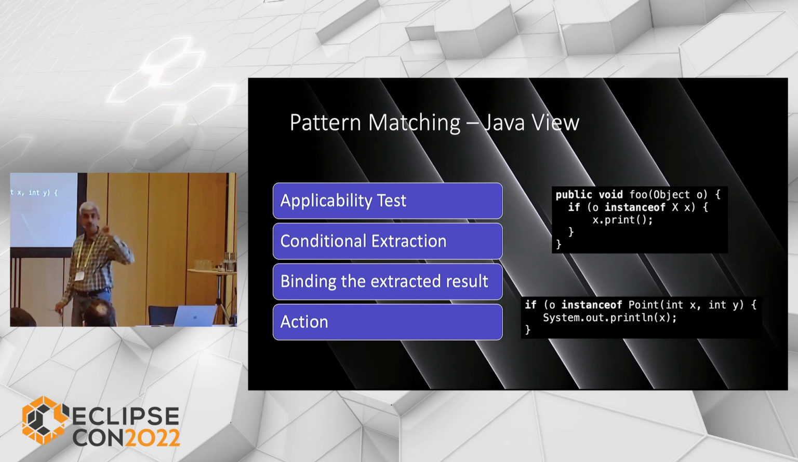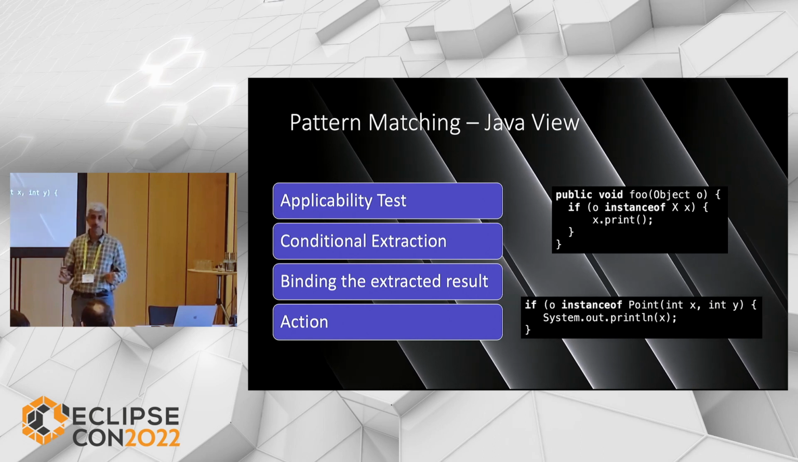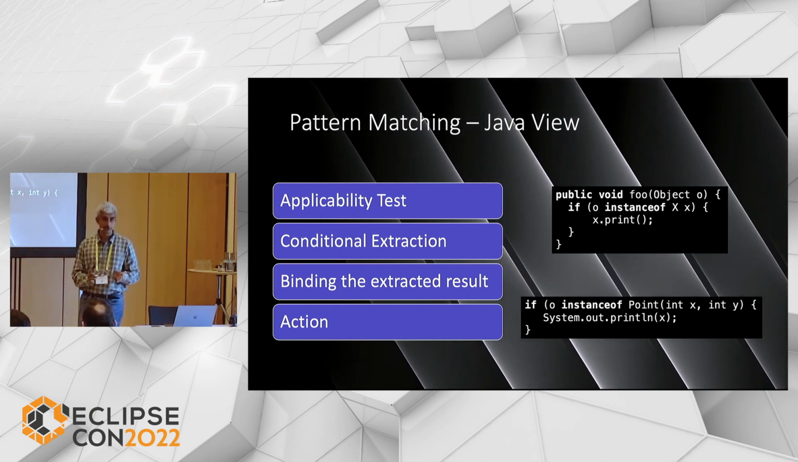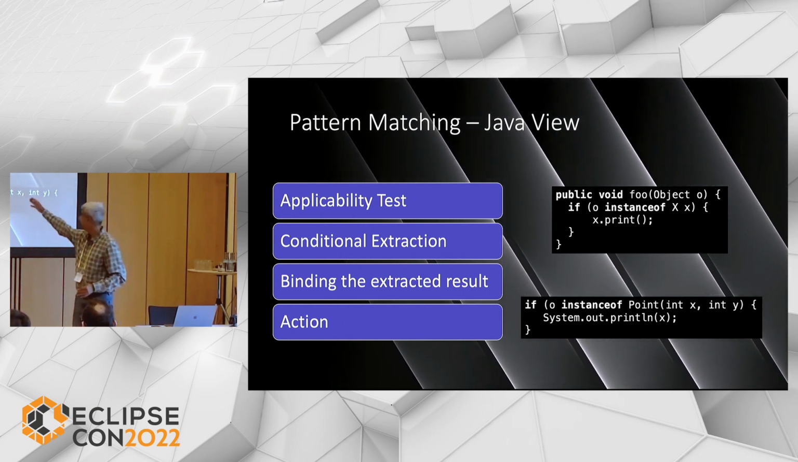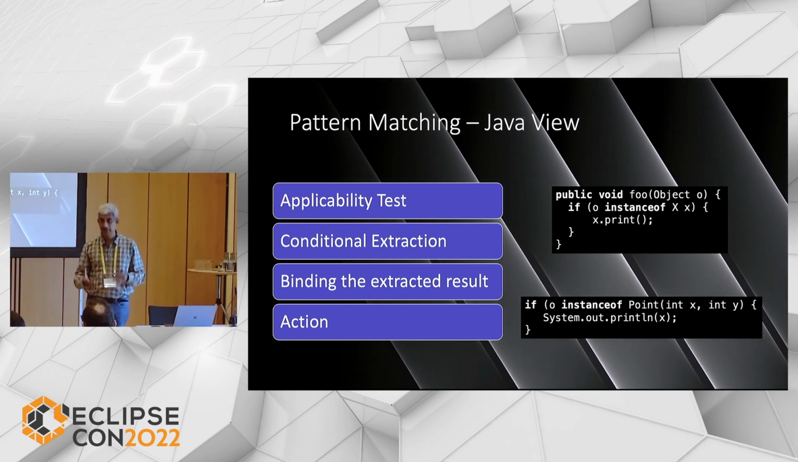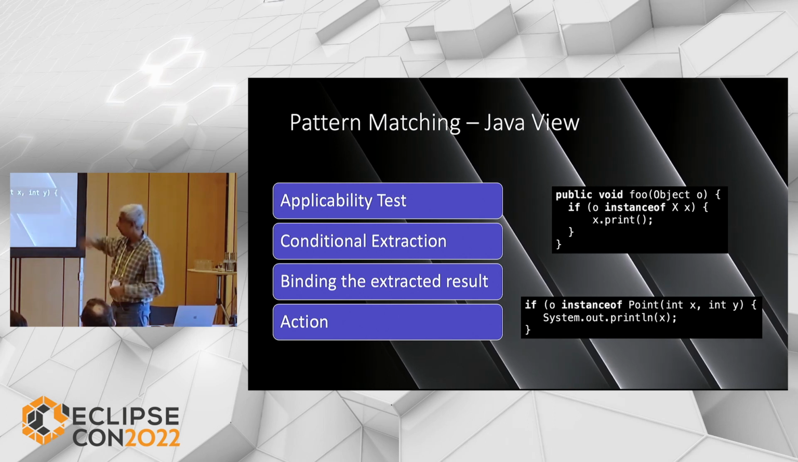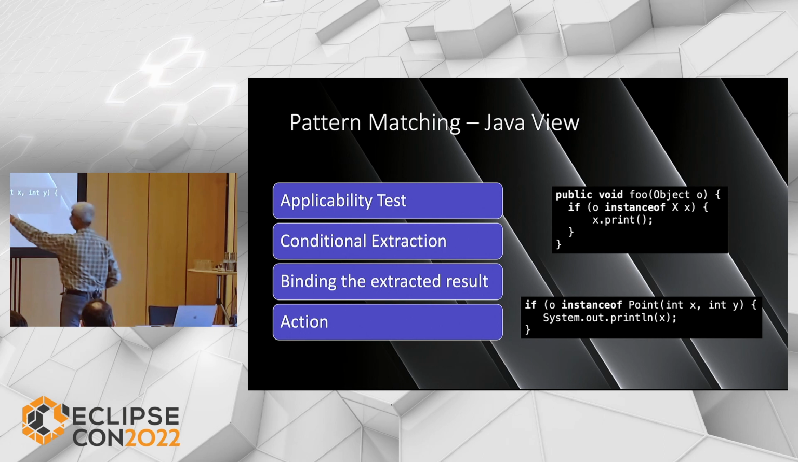And how many of you are familiar with records? Okay, so just understand it's a class. It's a class that has constants. So x and y are constant, and once you create that class, the value remains the same. But in the context of the applicability test, it will say o instanceof Point(int x, int y). One difference you would see is that there is no variable out there.